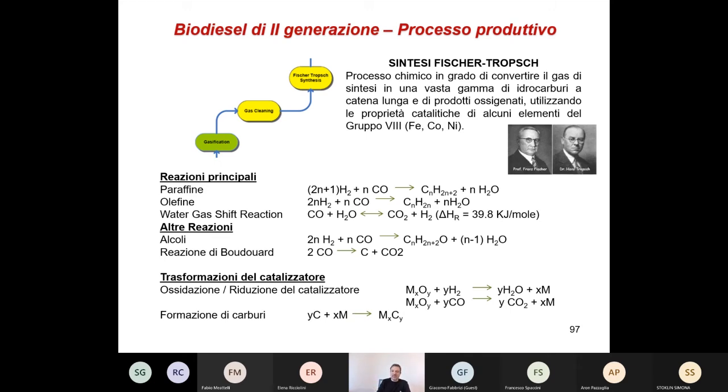Of course, nowadays, this process moved to a sustainable way. So we can also apply this process to biomass. So biomass gasification, and then Fischer-Tropsch process. You can see the chemical reaction. Just to explain this reaction, so you start from CO and hydrogen, and you have to imagine this reaction like Lego, like your Lego game.